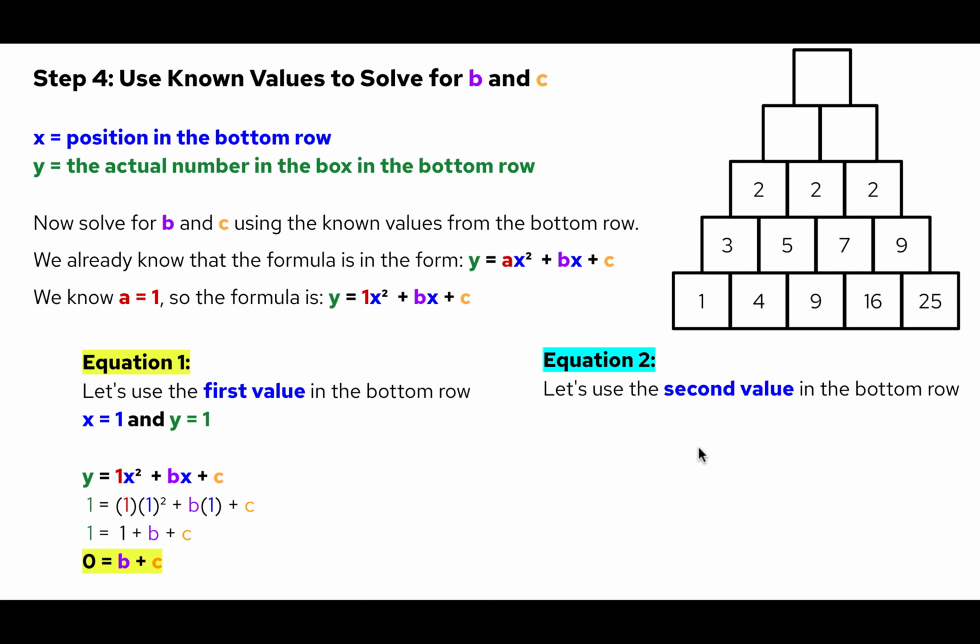Now we're going to use the second value, which is 4. Since it's in the second place, x is 2. It's the second position, and the value is 4. And I replace them. So 4 equals 1 times 2 squared plus b multiplied by 2 plus c. So 4 equals 4 plus 2b plus c. I subtract 4 from each side and I get 0 equals 2b plus c.